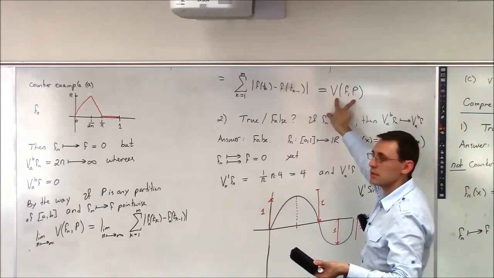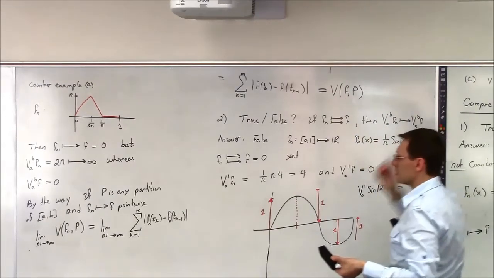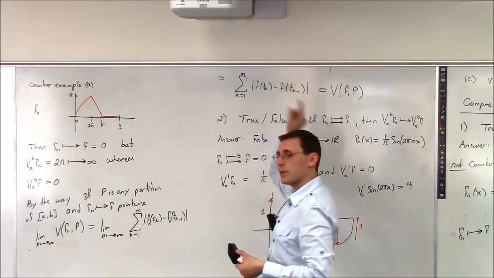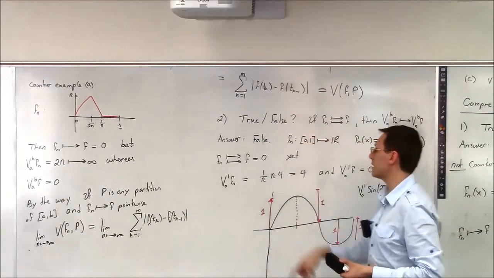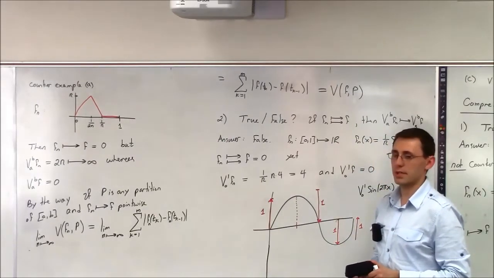Wait, so the equation sign doesn't always hold? Or, I mean, whether the equation is true. So this equation is true. Yeah, okay. But this equation does not imply that you have convergence in variation. Oh, gotcha. You see what I'm saying?